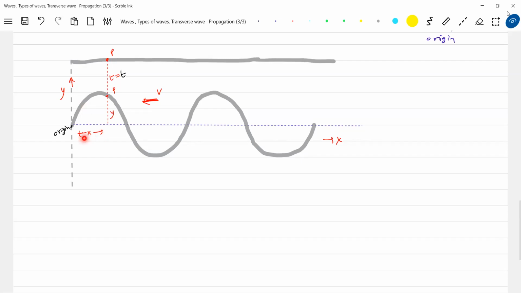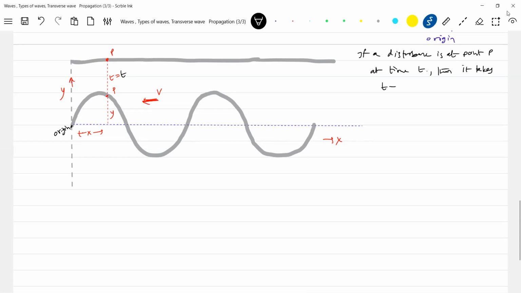So x distance it will cover. So what is the time taken to move a distance x? It will be x by v. So what is the idea here? If a disturbance is at point P at time t, then it takes t plus x by v. So what is the time taken by it to reach the origin? x by v.